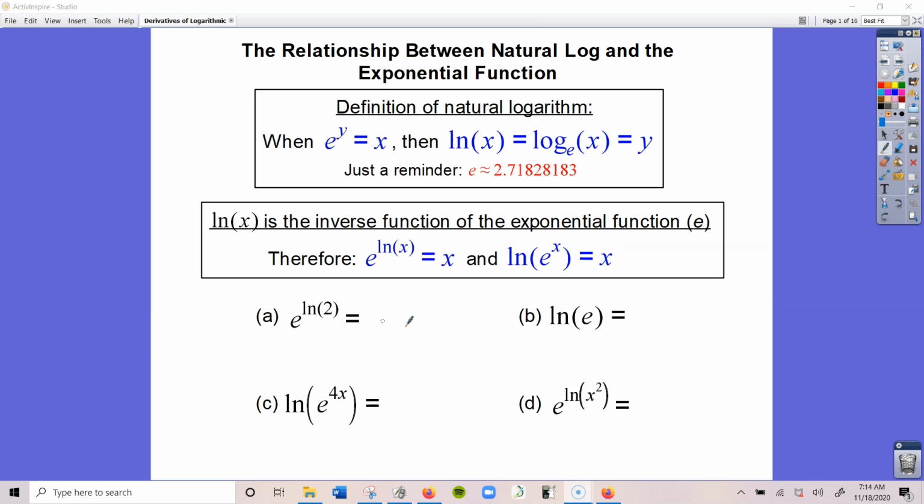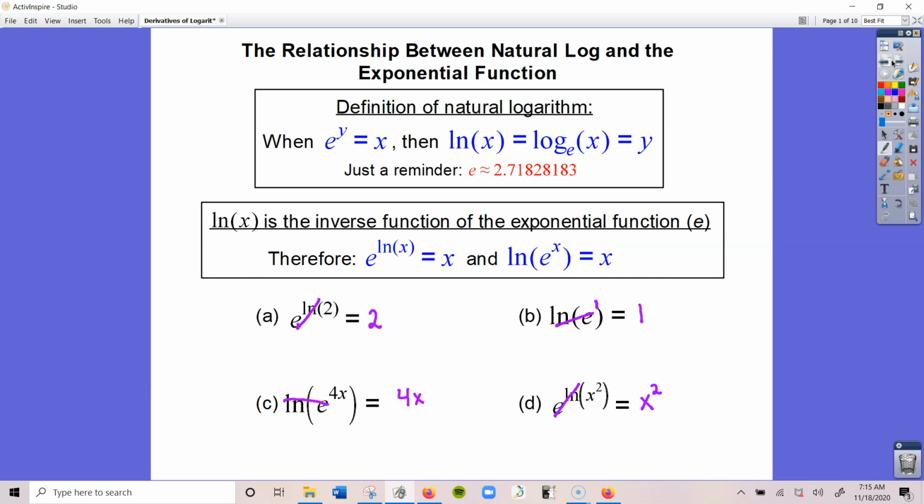So just to make sure that we understand, here are a few sample problems. If I were looking for e raised to the ln of 2, e and ln would cancel and we're left with 2. If we had ln of e raised to the exponent of 1, when these cancel, my answer is 1. When we have the ln of e to the 4x, same thing, ln and e cancel, and we're left with 4x. And if you have e raised to the ln of x squared, just like the others, e and ln cancel, and we're left with x squared.